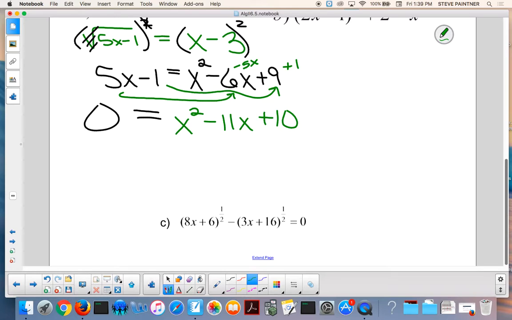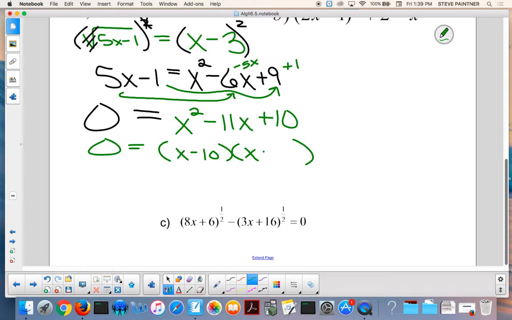Now, this is a trinomial. Is there a GCF? No. It's a trinomial. Trinomials typically, 2 binomials. Who wants to say what they are? Will, go ahead. X minus 10 and x minus 1.